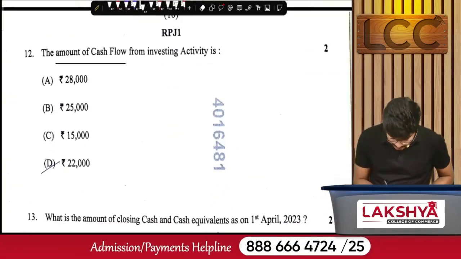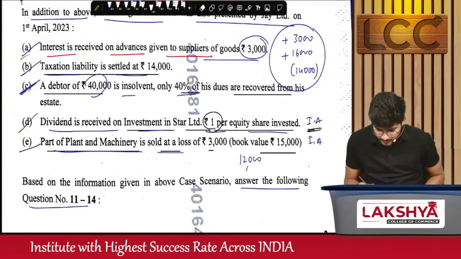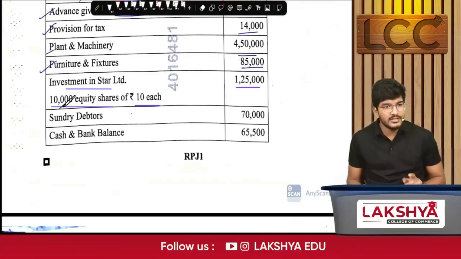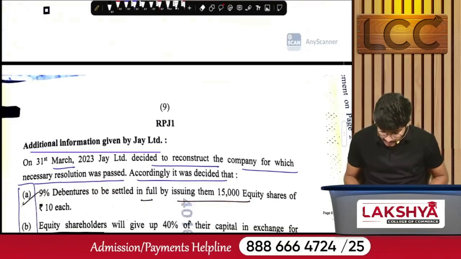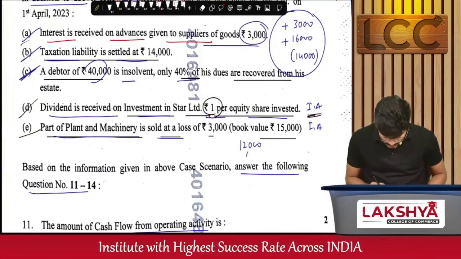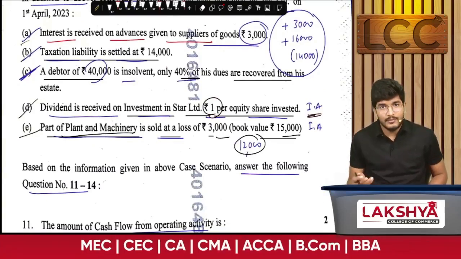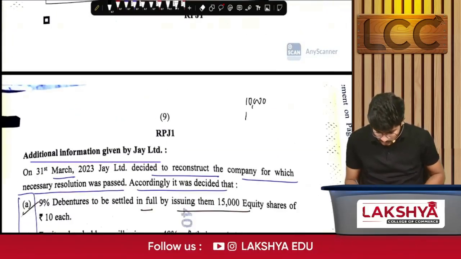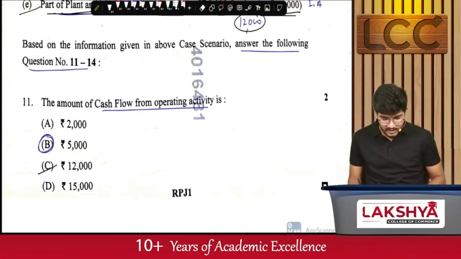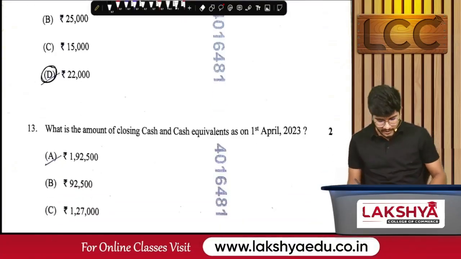And next, amount of cash flow from investing activity. So in investing activity, we received dividend 1 per equity share, right? So 1 per equity share means total number of shares 10,000. So 10,000 equity shares, 1 rupee per equity share. So that is 10,000 rupees, that is dividend received, investing activity. And next, plant and machinery sold for rupees 12,000. Book value 15,000. Loss on sale is 3,000. That means sale proceeds is only 12,000, right? So 10,000 plus 12,000, total 22,000. So this 22,000 is the sale proceeds and dividend received. So that is the investing activity. Correct option is option D.